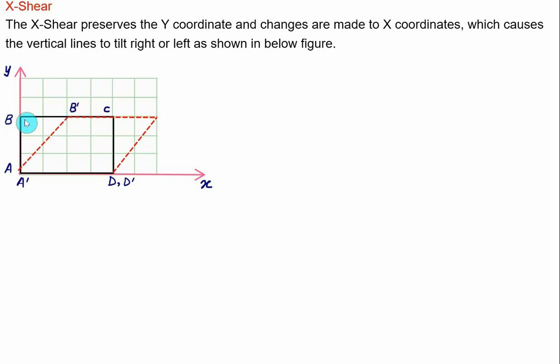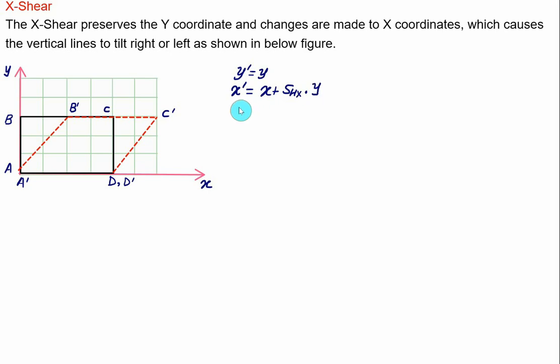When B shifts to B prime, the Y coordinate will not change, but the X coordinate will change. And C will shift to C prime. Again for C, when it shifts to C prime, the Y coordinate will not change. So Y prime will remain the same as Y. But the coordinate X will change. In that case, we have X prime is equal to X plus the shearing factor along the x direction multiplied by the distance y.